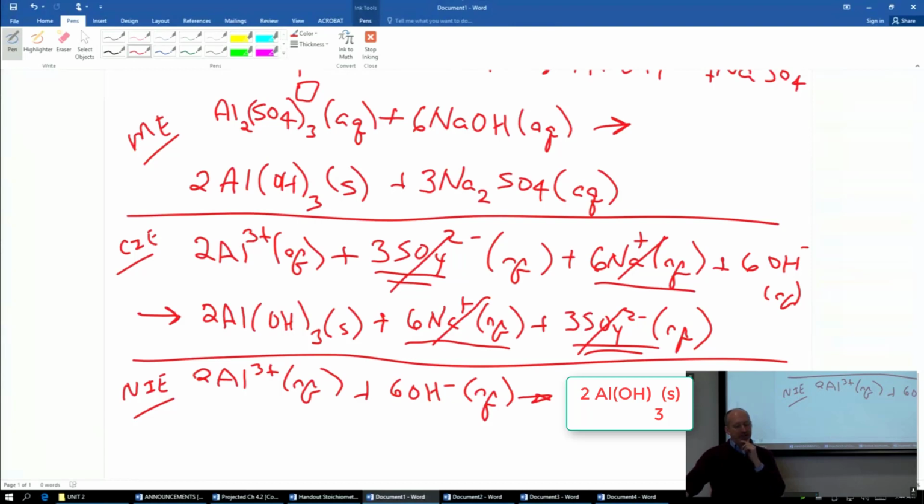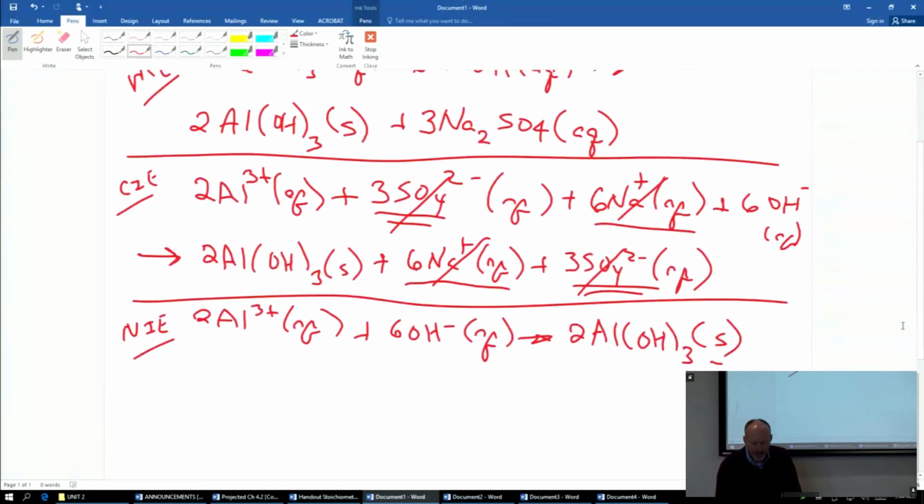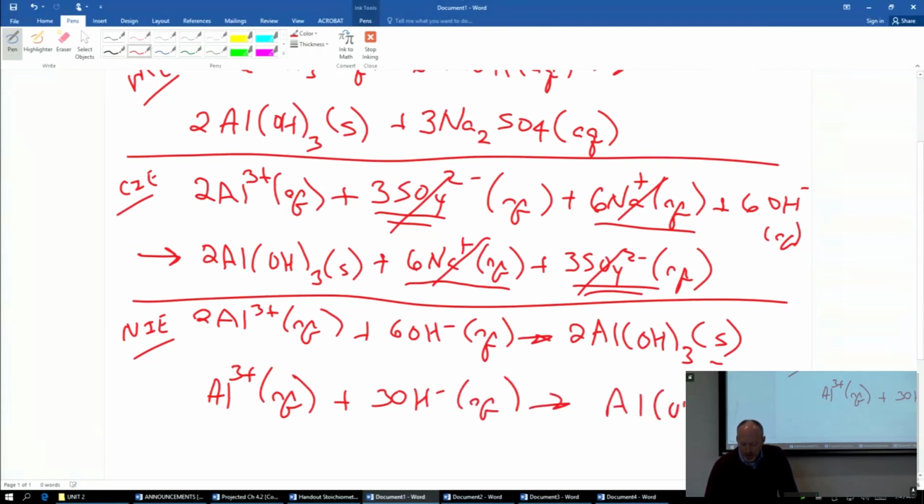Look at the coefficients. 2, 6, 2. Oh, we always present coefficients how? Reduced as far as possible. So the real net ionic equation for this problem will have the coefficients reduced all the way. So that's what Skynet and me want to see. Okay, so aluminum 3 plus plus 3OH minus aqueous gives Al(OH)3 in the solid form. And Skynet will accept that.